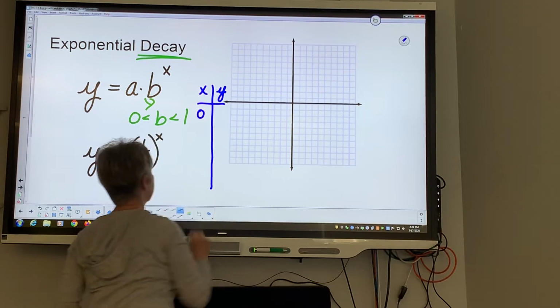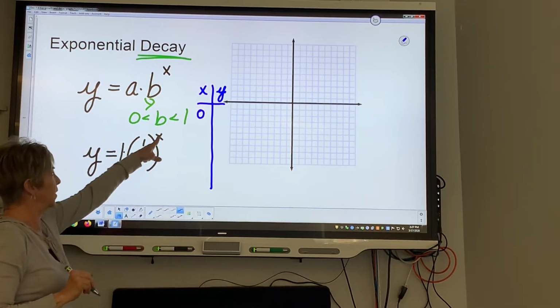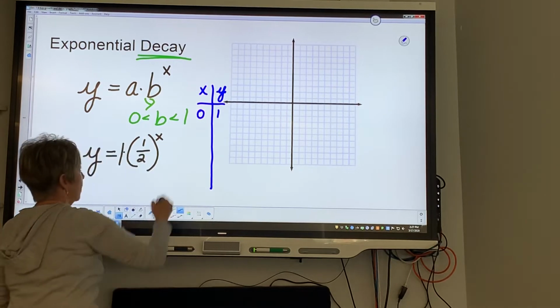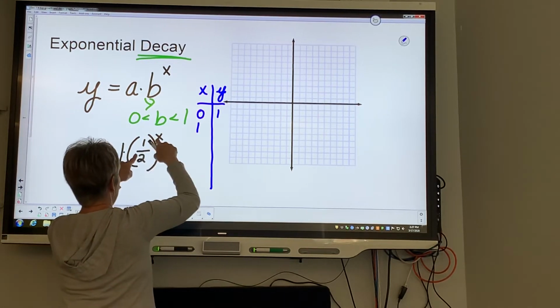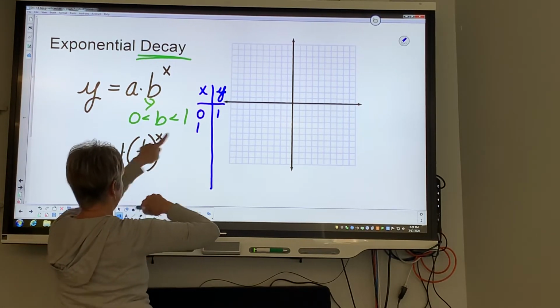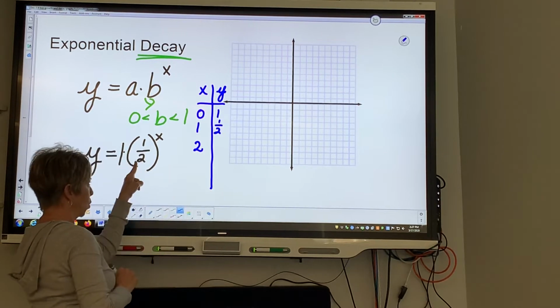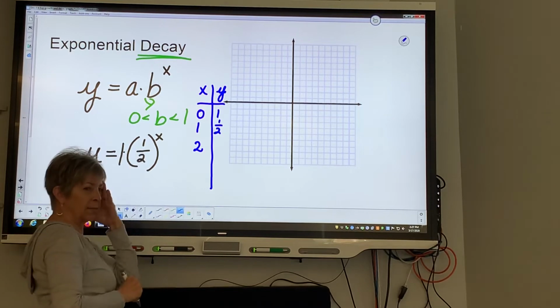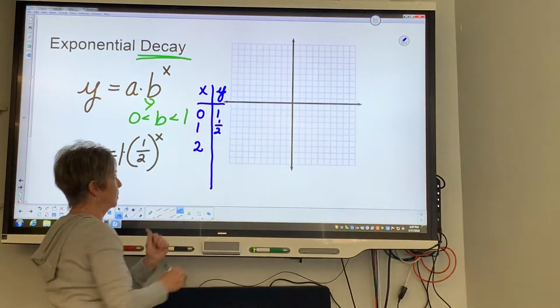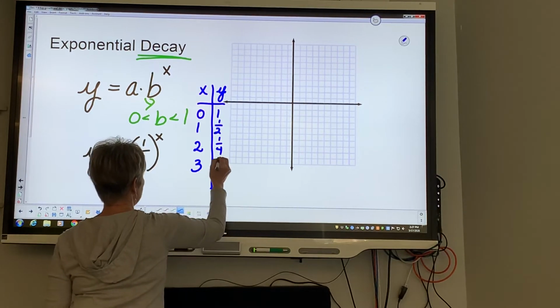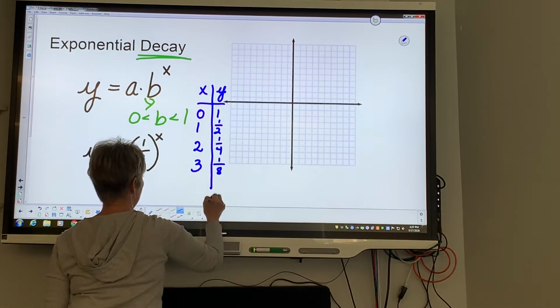So if x is 0, anything to the 0 power is 1. If x is 1, 1/2 to the 1 power is just a half. If it's 2, what's 1/2 to the second power? That's 1/2 times 1/2. Don't say that's 1, that's 1/4. If it's 3, it's going to be 1/8.